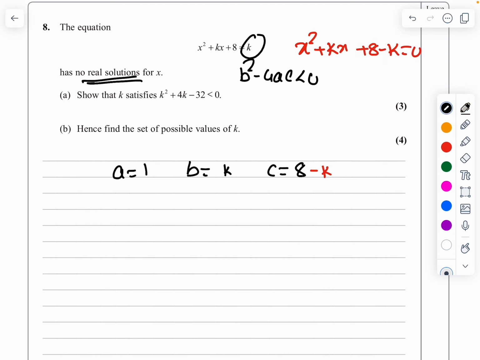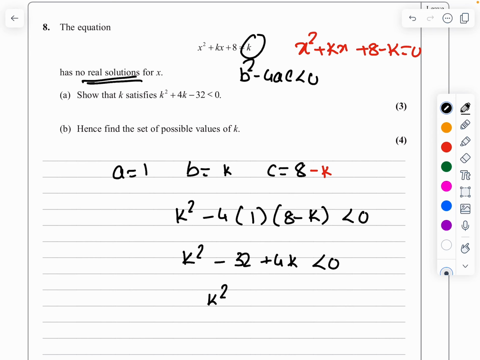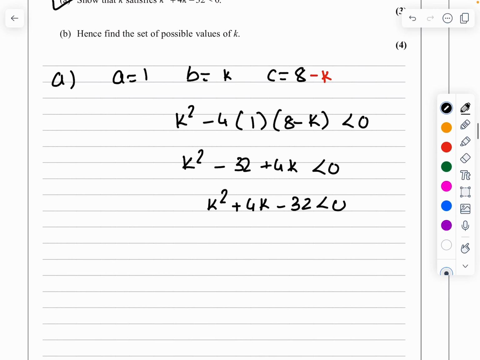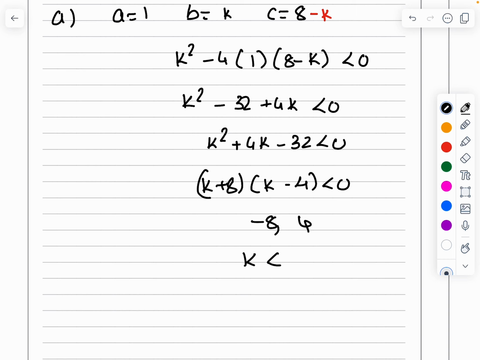So b square minus 4ac is less than 0. So k square minus 32 plus 4k is less than 0. So k square plus 4k minus 32 is less than 0. That is our part A. Hence set the values. So k plus 8 times k minus 4 is less than 0. So the roots are minus 8, 4. Whenever it is less than, smaller root on the left hand side, bigger root on the right hand side. That's for part B.